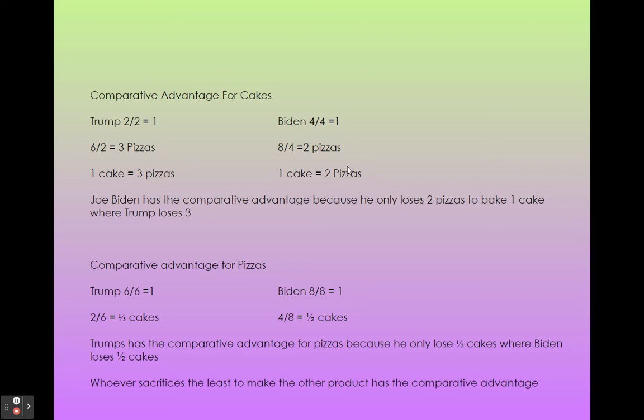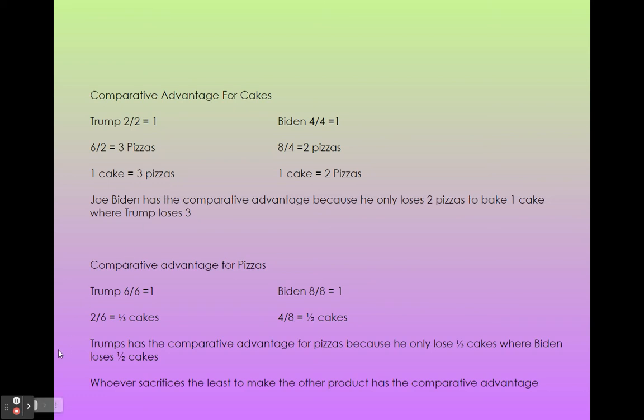This is the opportunity cost right here. If he wants to bake a cake, he has to sacrifice 2 pizzas per cake that he makes. That's his opportunity cost, 2 pizzas. If we do the same thing with Trump, he started with 2 cakes an hour, so 2 divided by 2, we get 1. Now we need to do the same thing to pizzas. We divide pizzas by 2, so he can make 6, which leaves us with 3 pizzas here. So 1 cake costs him 3 pizzas. This is his opportunity cost, the 3 pizzas.